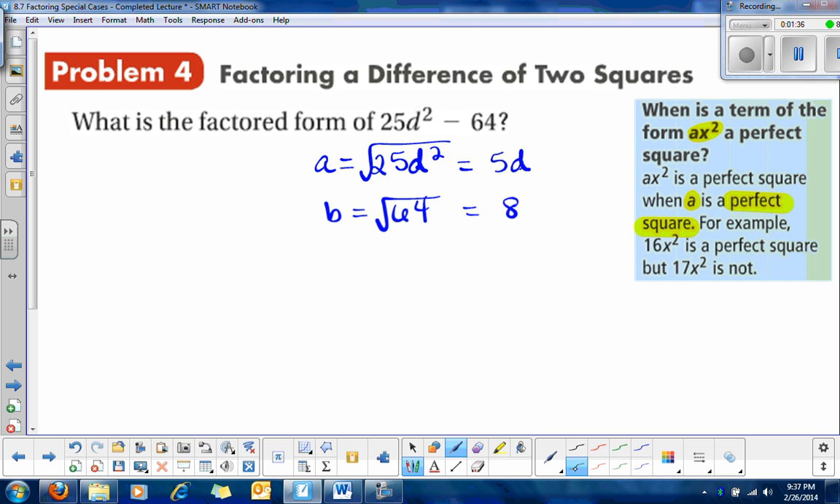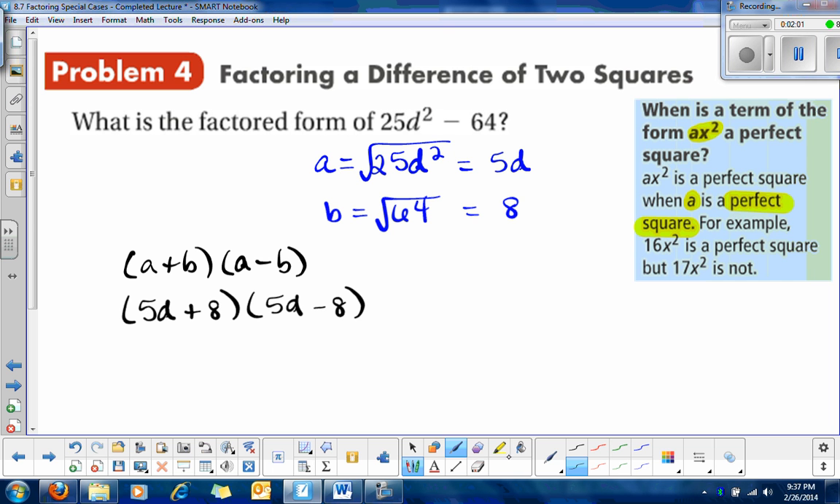So the binomials that we're going to write are going to be in the form a plus b times a minus b, because again, there's no middle term here, so this is the format. So we've got 5d plus 8, and we have 5d minus 8. And there's your final answer.